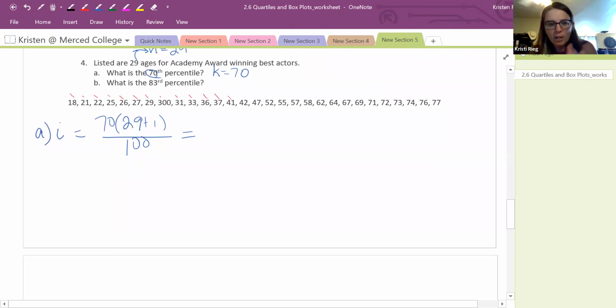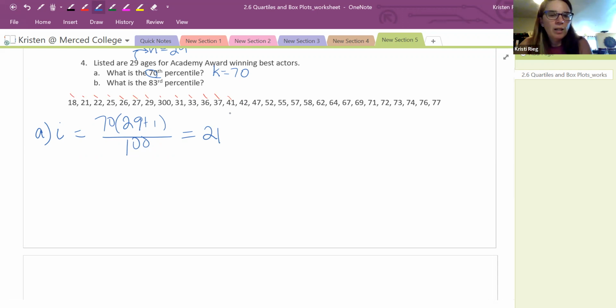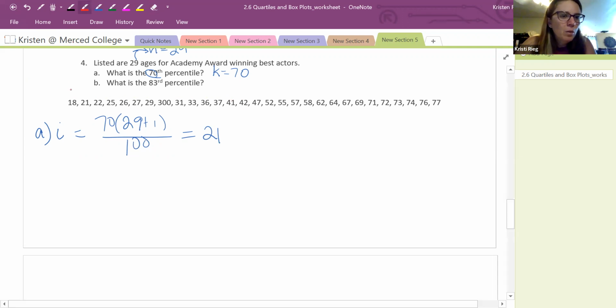Okay, try this again. So 70 times, now instead of 29 plus 1, I'm just going to type in 30, divided by 100, and I get a much better number, 21. The reason I say much better is that 42 looked more like halfway. It didn't look like 70. Okay, fixed. Anyways, we're going to count to 21. We don't even need to worry about rounding. 1, 2, 3, 4, 5, 6, 7, 8. Golly, is that another typo?